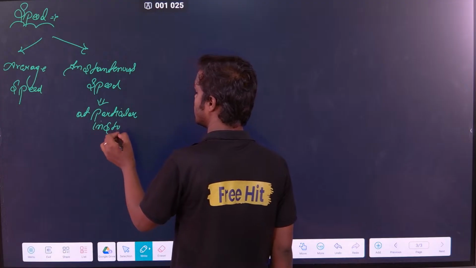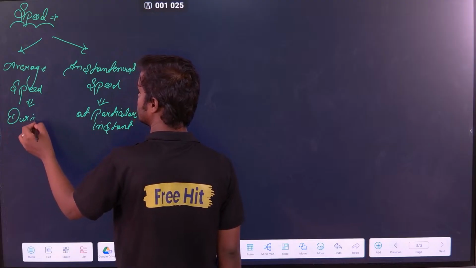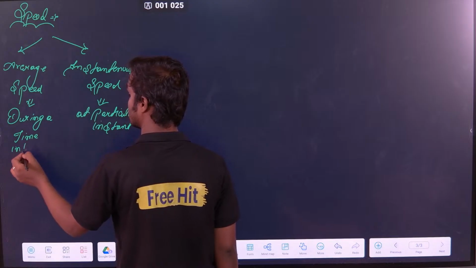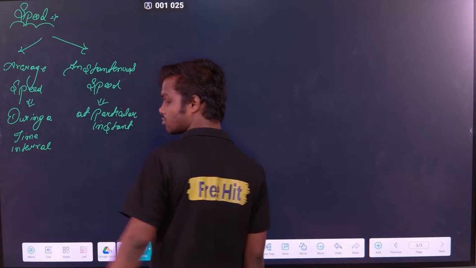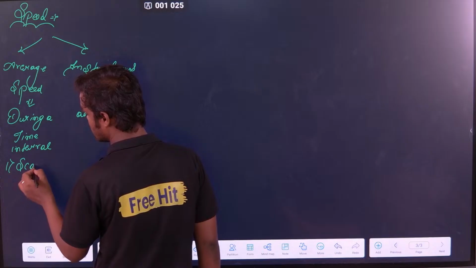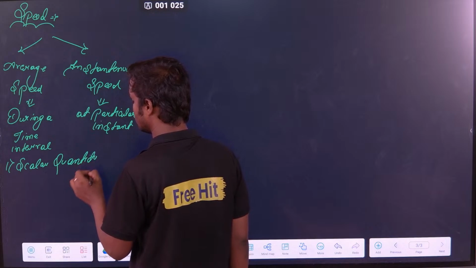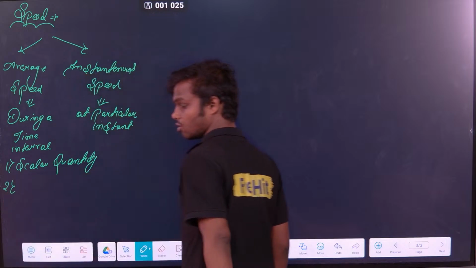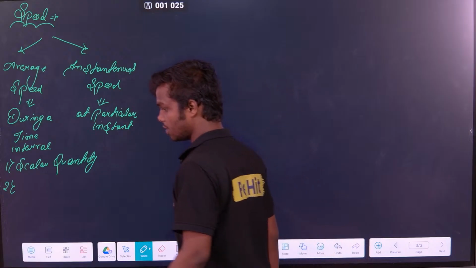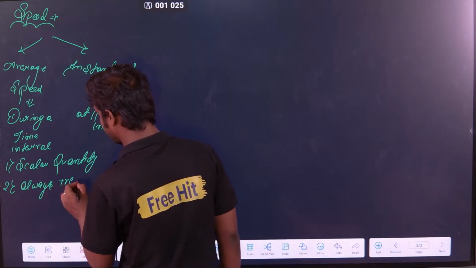Okay, this we talk about at a particular instant, or this during a time interval. During a time interval, some time interval we used to do that. During a time interval, correct? First thing is that speed is a scalar quantity. Second thing, if it is a scalar quantity, it will be always positive for a moving body.